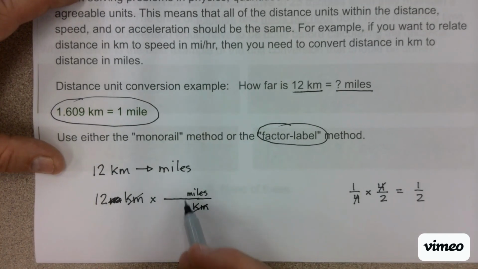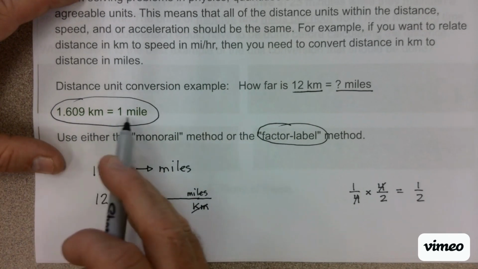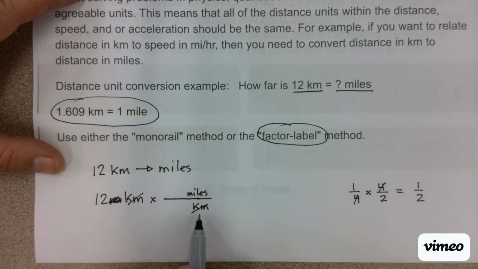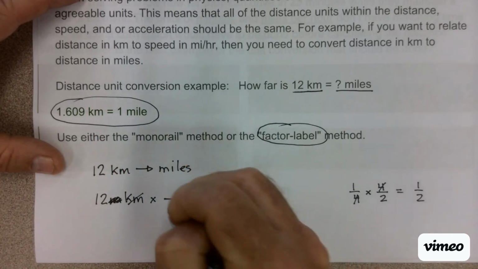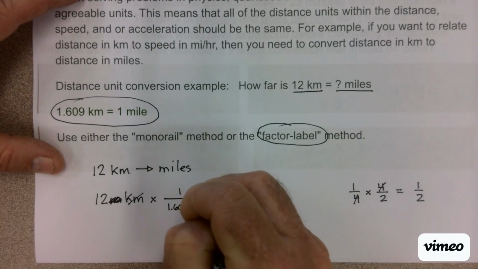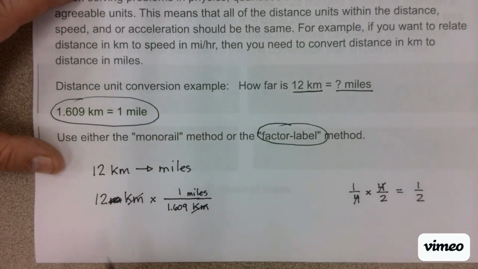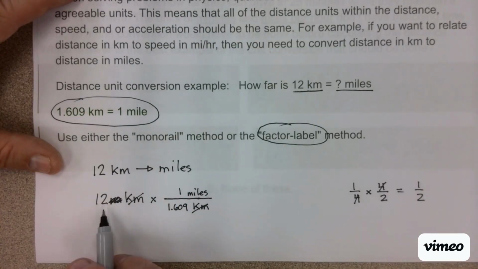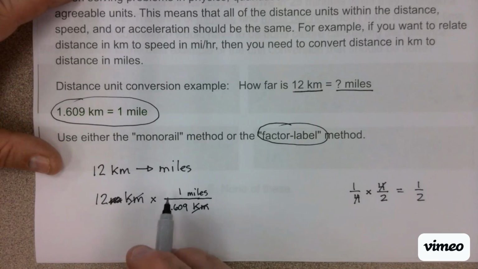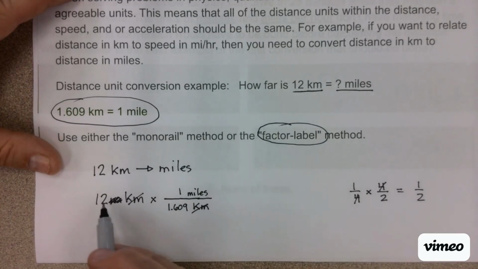Now all I do is fill in the values that go with the appropriate unit. So 1 mile is 1.609 kilometers. What I'm going to do now is take 12 kilometers and multiply it by the fraction 1 over 1.609. Essentially, I'm just going to take 12 divided by 1.609.